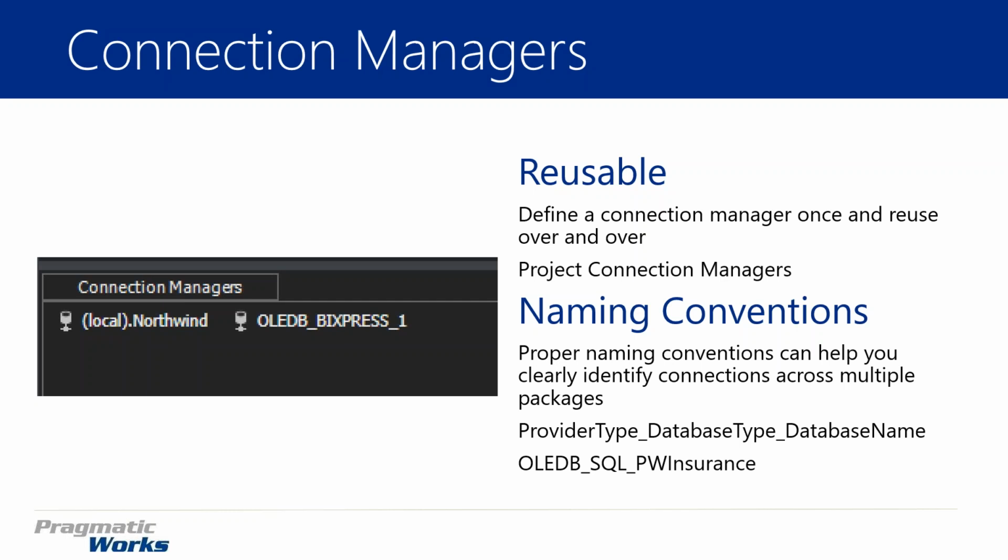Now, naming conventions. Your connections will have standardized names when you create them, but it's considered a best practice to rename them using proper naming conventions. This way you can quickly and accurately identify connections across multiple packages. The connection that you see on the left side of the screen, local Northwind, is actually an example of what not to do. SSIS defaults to naming conventions by server name followed by the database name. Now the problem with writing the server name and the database name is that often the server name will change.